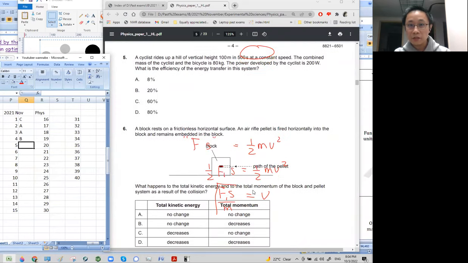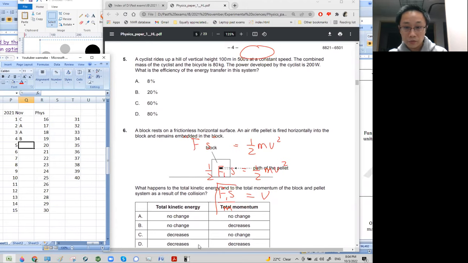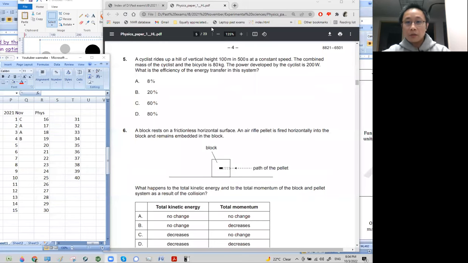Question 5, a cyclist rides up a hill of vertical height given. So mostly a power situation because I see efficiency. The combined mass of the cyclist is 80 and the power developed by the cyclist is given. What we need to do is to look at the gain of GPE of the cyclist, more precisely the rate of gain of GPE of the cyclist, because that should be the effective power. So they give you the time and they give you the gain in height.